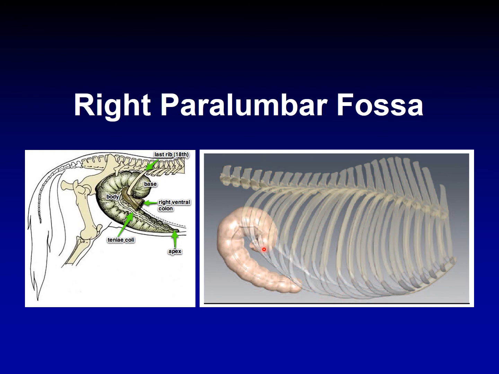This is a case of cecal tympany. Now, when the base becomes here in the paralumbar fossa, again cranial to the tuber coxae and caudal to the last rib, ventral to the transverse processes of the lumbar vertebrae, that is the area where we need to utilize for the trocar and cannula technique to deflate the cecum from excessive gas accumulation.